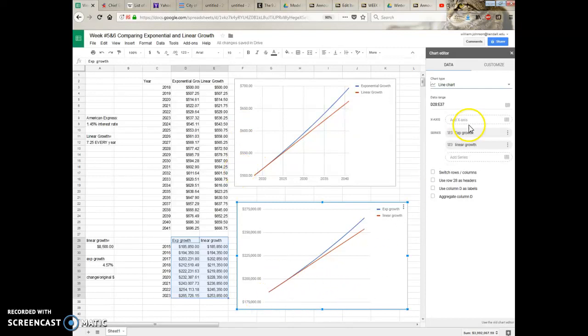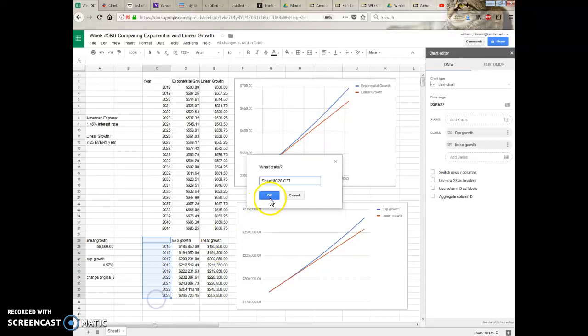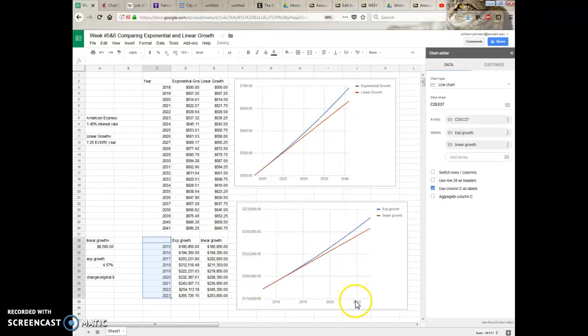And remember, how do I get the x-axis? Add x-axis. What data? Here's my x-axis right there. I say OK, and it gives me the years. It says, hey, by 2022, there's a significant difference in the money. So the graphs should look similar, but the data, obviously, is going to be different. All right, there's 2 examples.